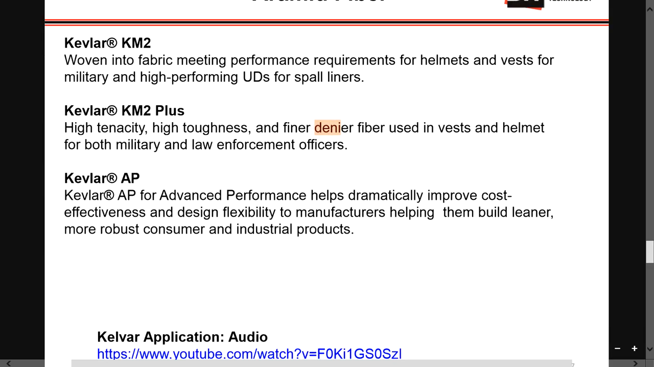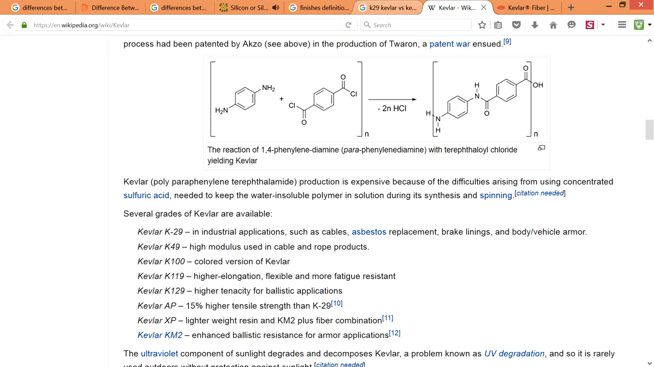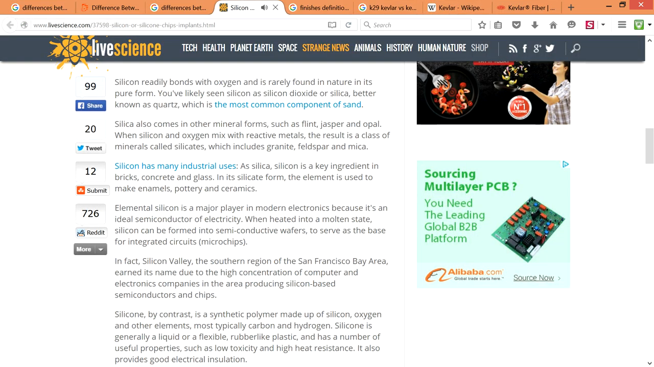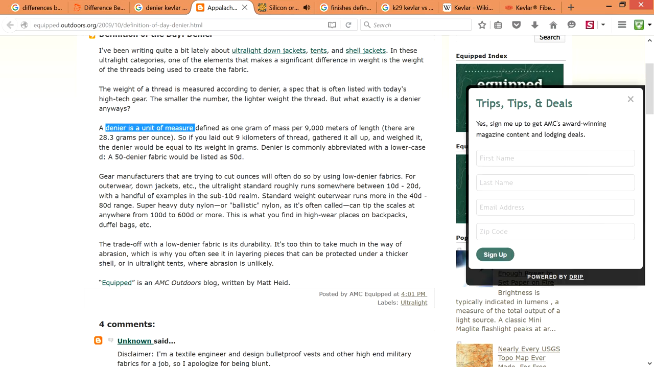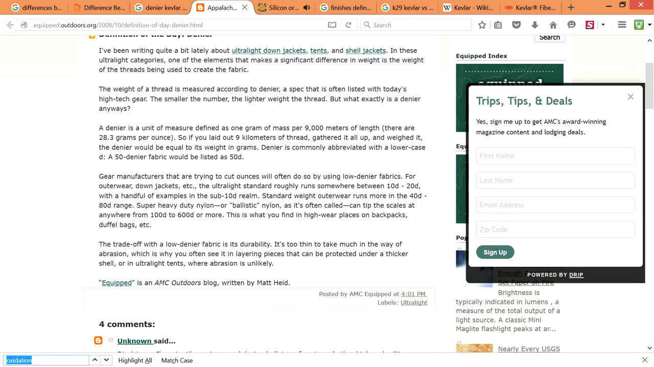But the word denier seems like something. It's not an SI unit anymore. It's like an adjective to describe the fibers. So I searched again. I think it's trying to say that a denier is still a unit of measurement, and a 50 denier fabric or fiber is considered heavier. Alright, I don't know where the word heavy is. I saw it just now.